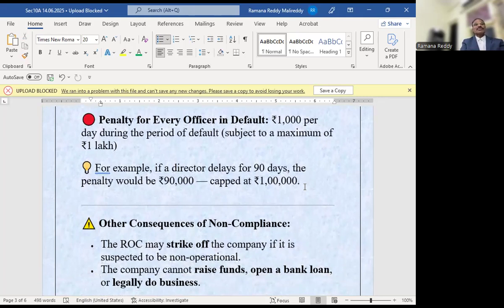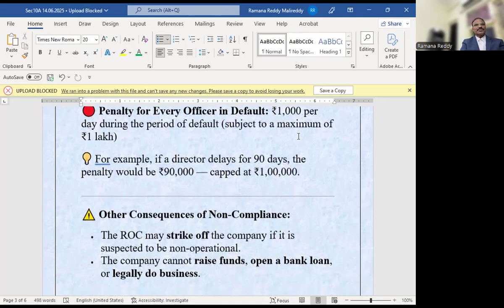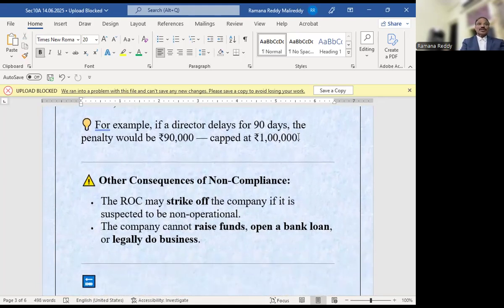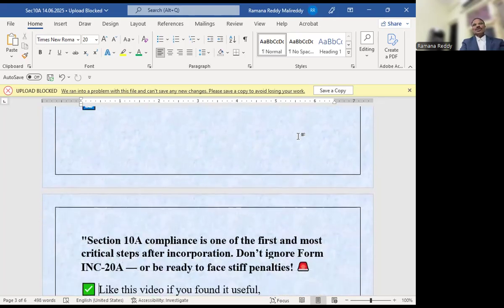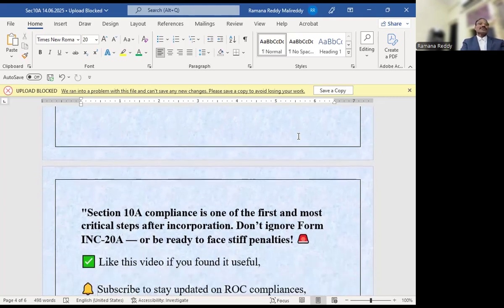Other consequences of non-compliance: ROC may strike off the company if it is suspected to be non-operational. That is also another consequence. And the company cannot raise funds, open a bank loan or legally do any business if INC-20A is not filed. So Section 10A compliance is one of the first and most critical steps post incorporation. So don't ignore INC-20A, otherwise be ready to face the penalties or even strike off.